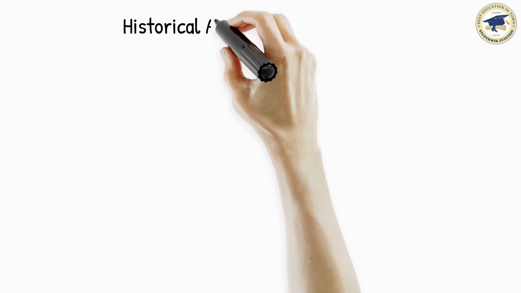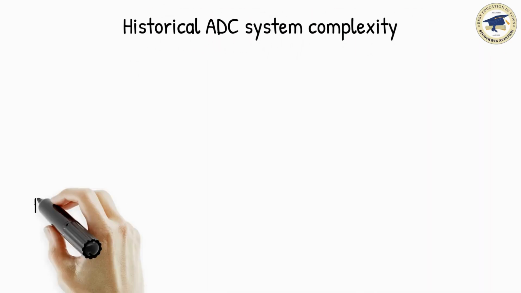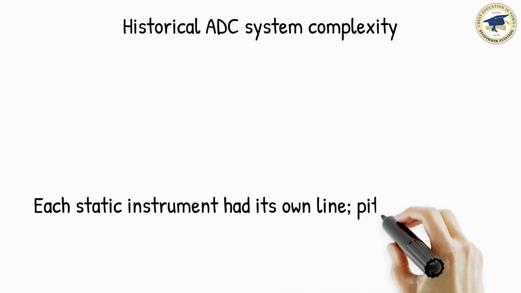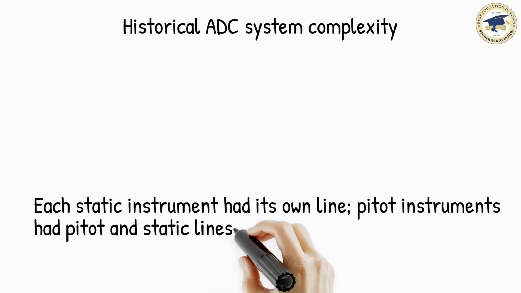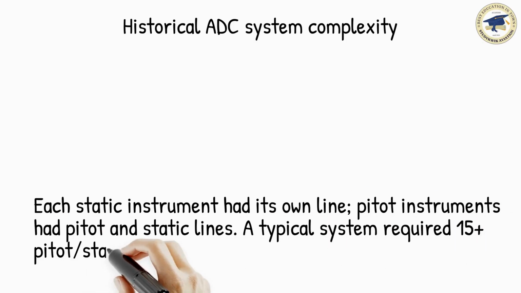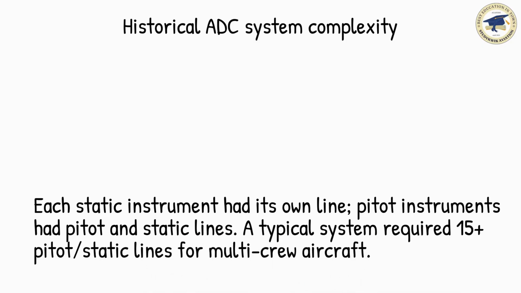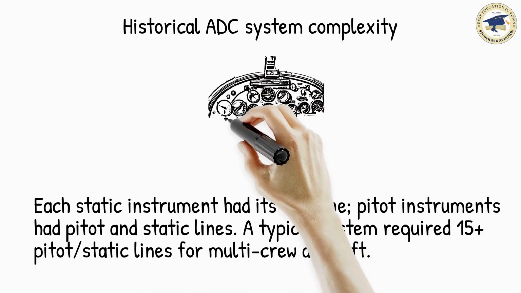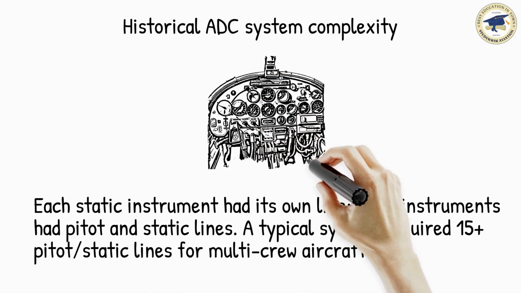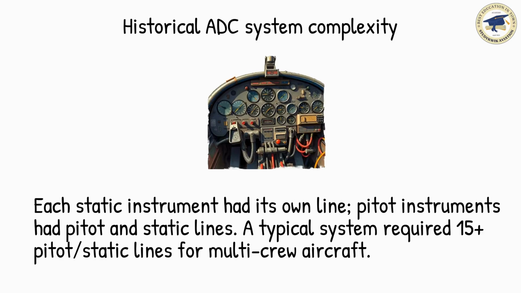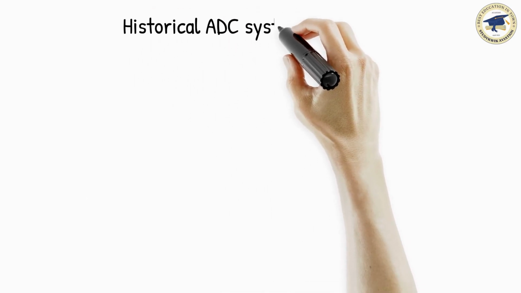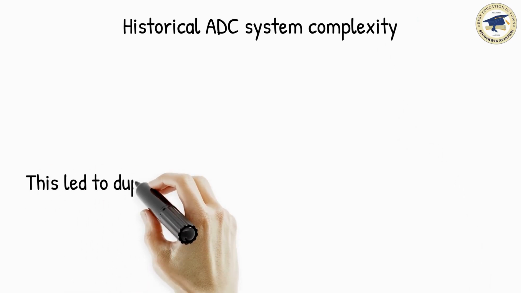Each static instrument had its own line. Pitot instruments had pitot and static lines. A typical system required 15+ pitot-static lines for multi-crew aircraft. This led to duplication, complex piping, and potential leaks or blockages.